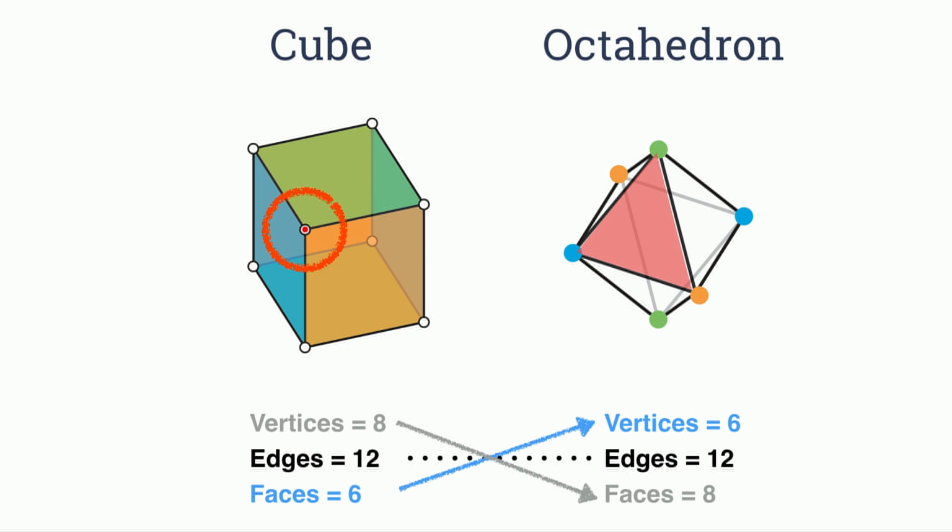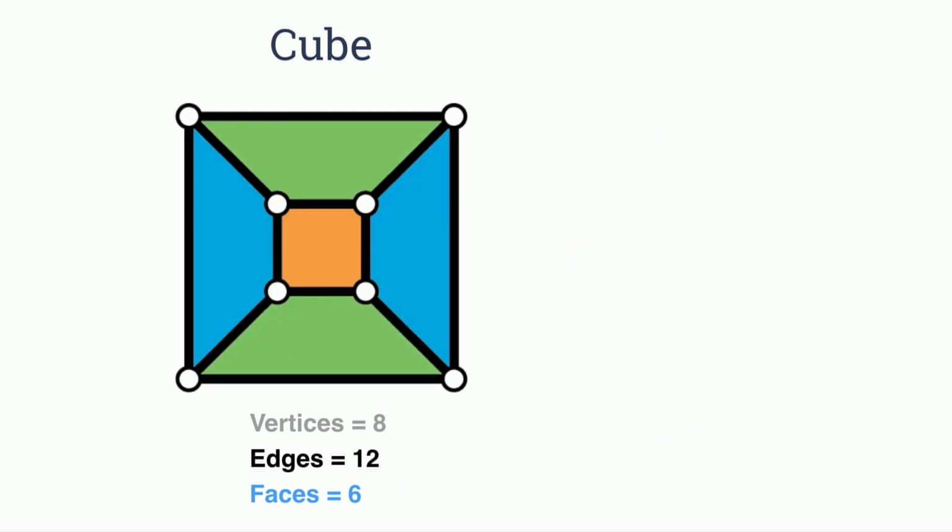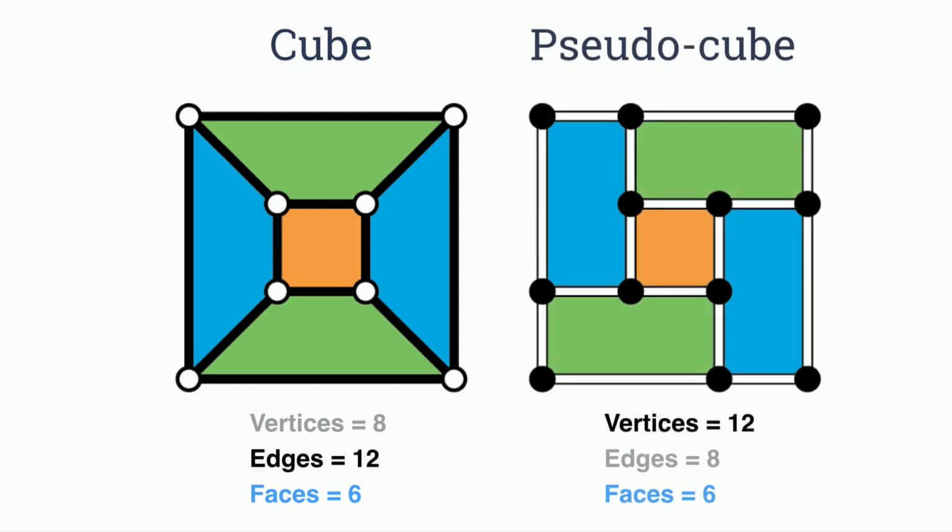For instance, this corner of the cube has 3 edges coming out of it, and it corresponds to this triangle on the octahedron, which has 3 edges. There's a 3-ness there. So here's another view of the cube, 8, 12, and 6, vertices, edges, faces, and it corresponds to this figure, and it's completely isomorphic.